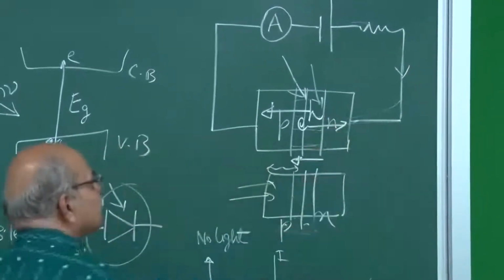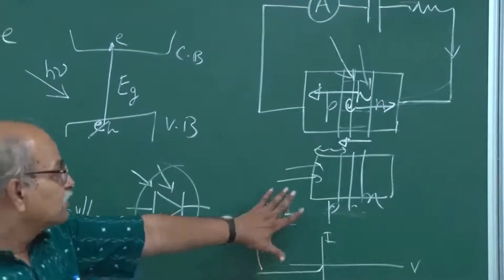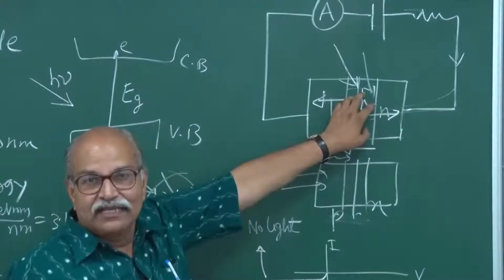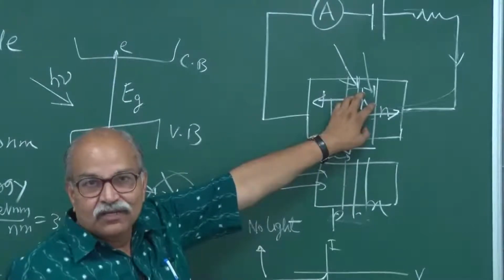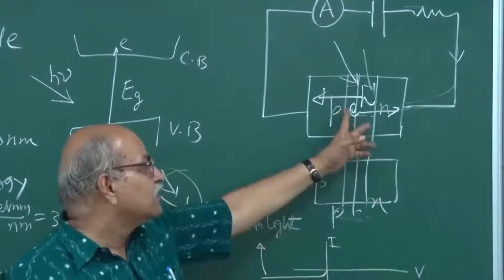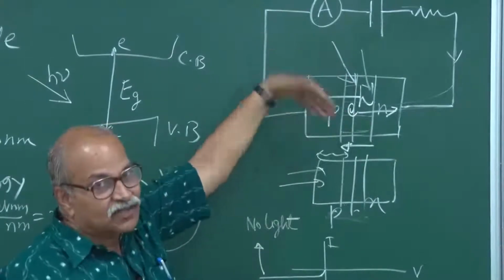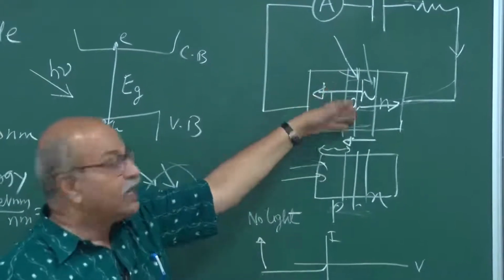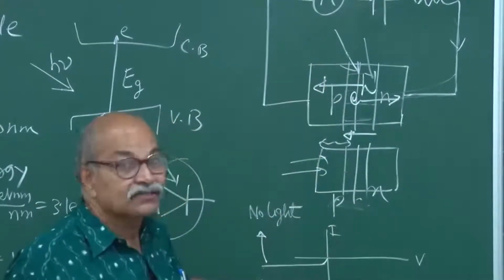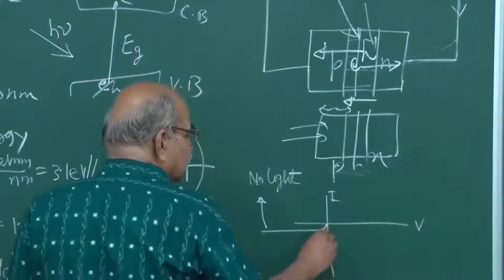that is the reverse current. So if there is no light, you have the usual minority carrier current, or the thermal generation of electron hole pairs in the depletion layer, that is contributing to the current. Then you put light, and extra hole electron pairs are there, and they are contributing to the current. So this reverse current will increase, and so the characteristic will be something like this.